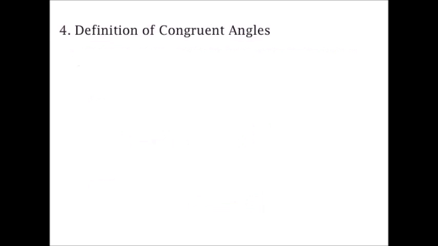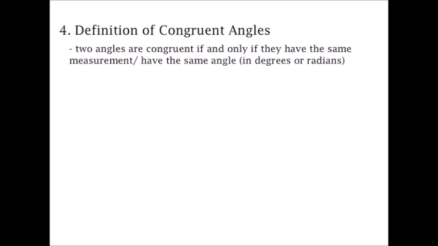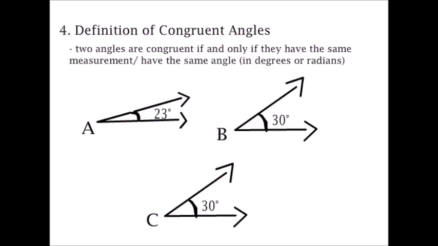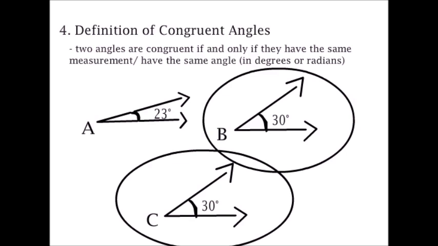The last one is the definition of congruent angles. Two angles are congruent if and only if they have the same measurement, either in degrees or in radians. So in this example, only angles B and C are congruent because only they have the same measurement.